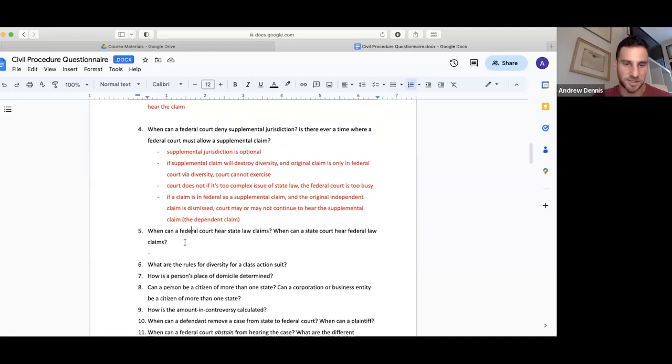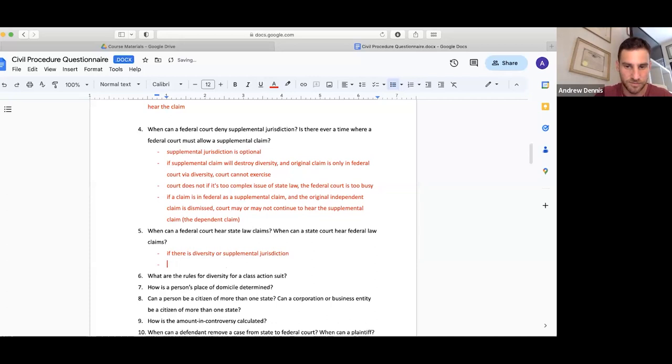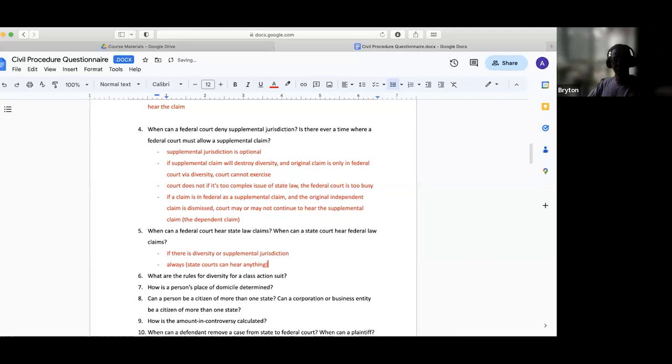All right. When can a federal court hear state law claims? When can a state court hear federal law claims? If it's intertwined, is that what we're going for? I mean, just like what we were talking about before, if there's diversity or supplemental jurisdiction. Oh, sure. Yeah. And when can a state court hear a federal law claim? Always? Yeah. State courts can hear anything. Even bankruptcy? No. Okay, so they can hear almost anything.